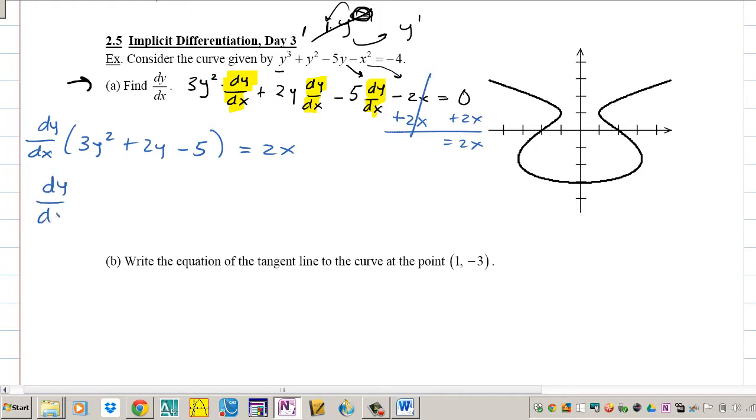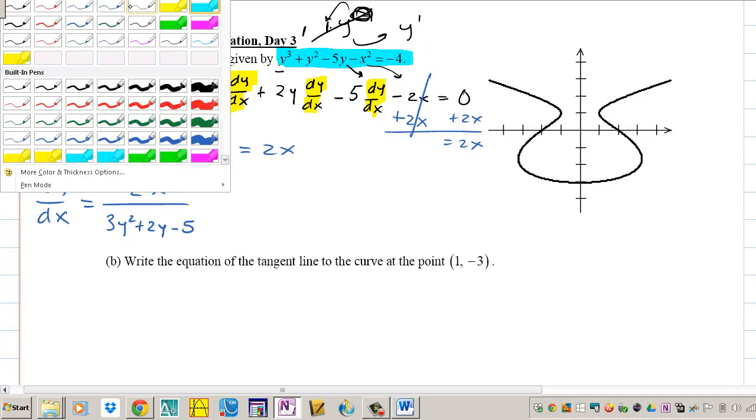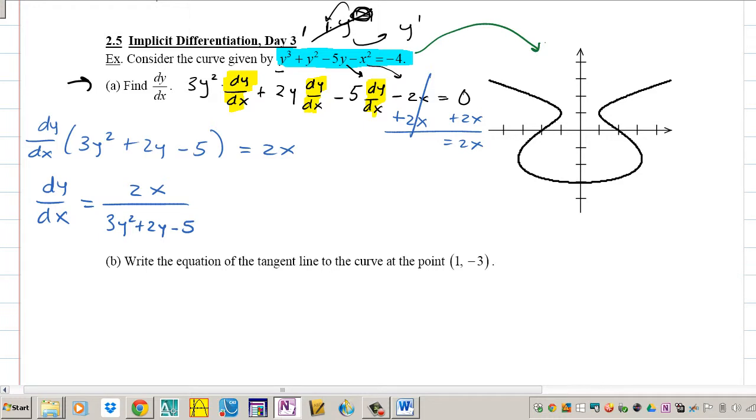Finally, this is a lot easier than the one we did in the previous days. They will never get as hard as the one that we did in the previous day. They will not get that hard. And there is my derivative. So this equation, I'm not going to say function because we know it's not a function, represents this graph here. This is the derivative of this graph.